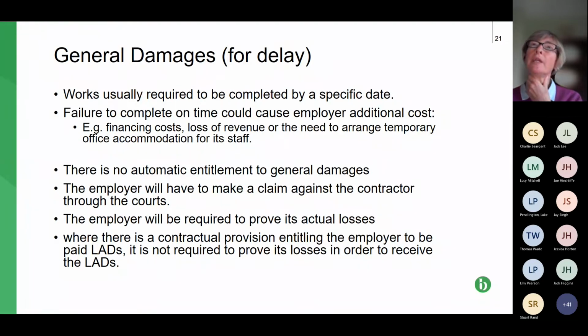General damages, so we're looking specifically at this. We've seen what general damages means generally in terms of a breach of contract. If one party breaches the contract, then it has to pay the other party the reasonably foreseeable losses suffered in connection with or caused by that breach. So that's basically general damages. Now, we typically have a carve-out in construction contracts for a delay situation.